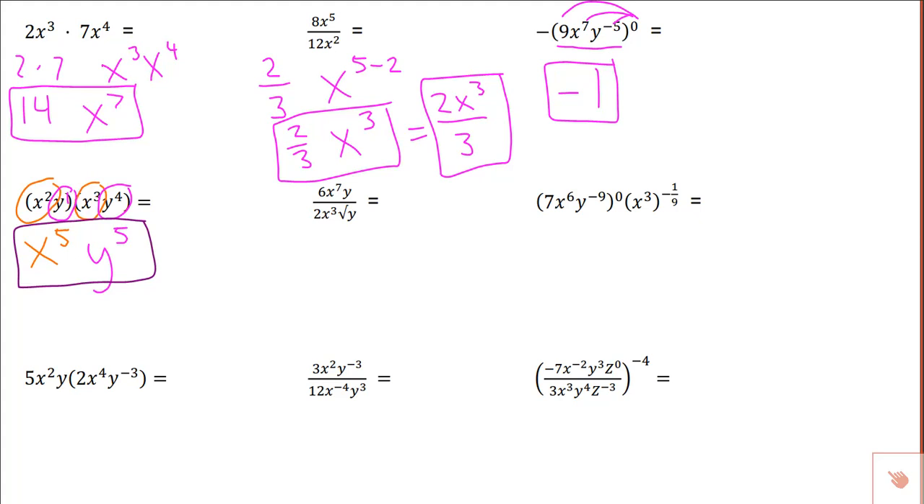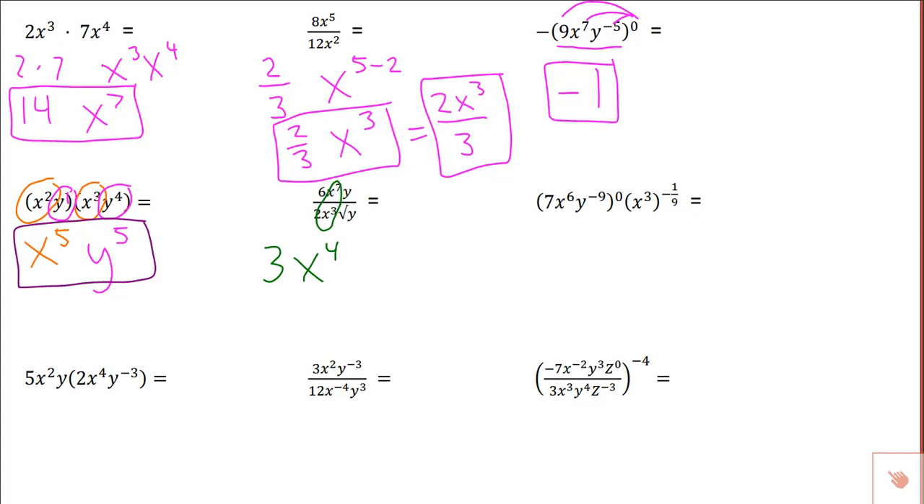I'll do the same on the next one. 6 divided by 2, we know that one's 3. Let's take care of the x's. X to the seventh over x to the third. When I'm dividing and they have the same base, I subtract, so 7 minus 3 is 4.